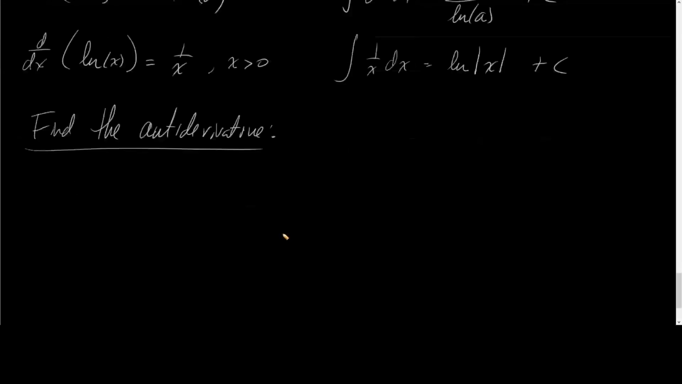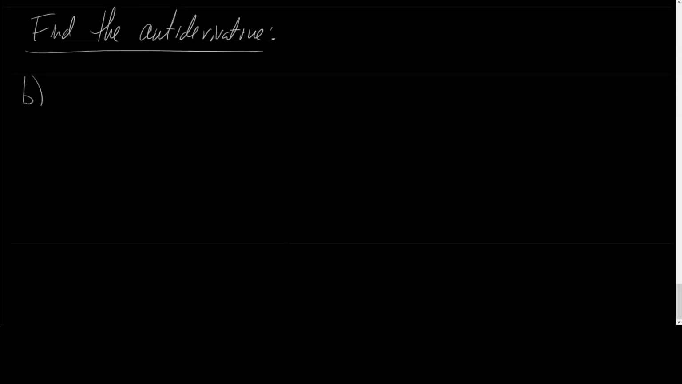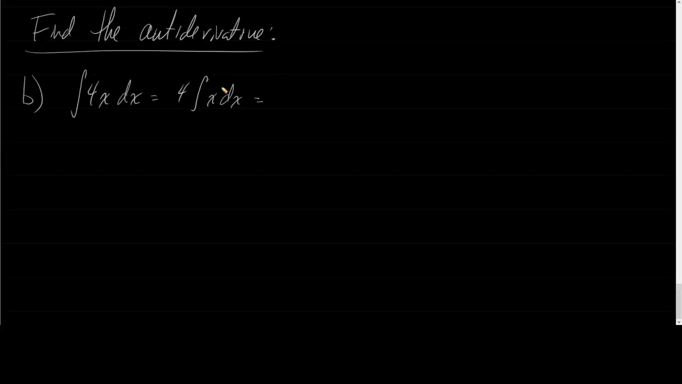Now we're going to do a bunch of examples. So we already did one example. So example B. Let's say the antiderivative of 4x dx. Well, in here, if we really use all the rules that I wrote above, we can rewrite this as 4 times the antiderivative of x dx. And from that one rule for the power rule that I started with there, we add 1 to the exponent, divide by the new exponent. So we have 4 times x to the 1 plus 1 divided by 1 plus 1, right? And then plus c.